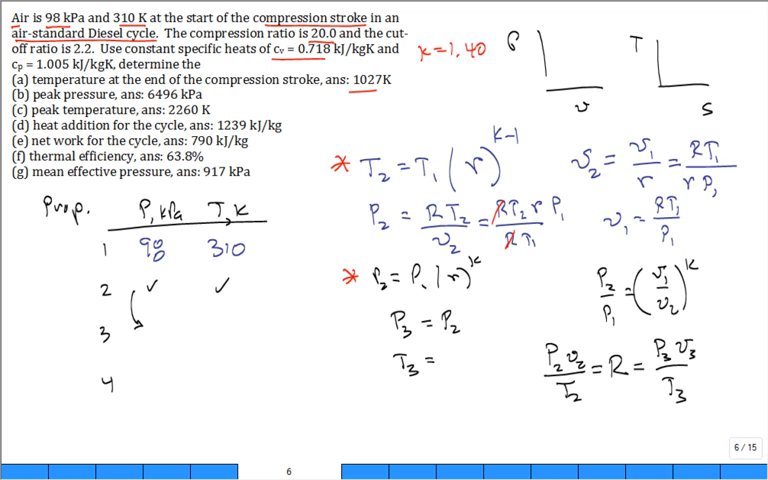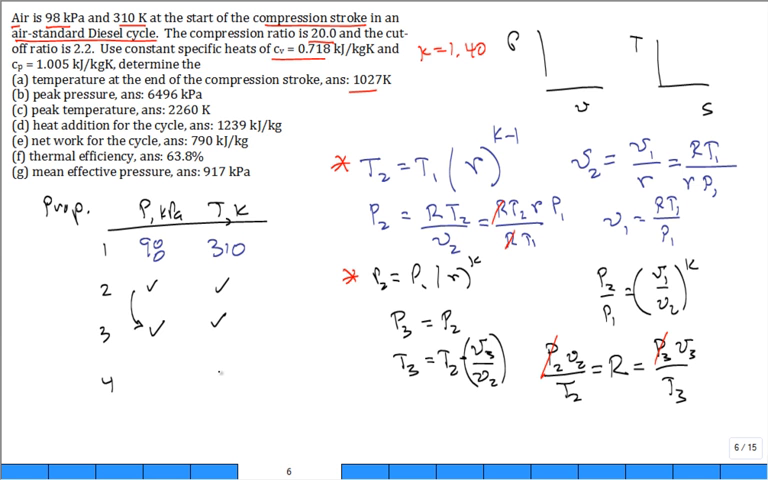And here you can say, okay, the pressures are the same. And so T3 is T2 times V3 divided by V2. And what is that ratio? Cutoff ratio, yeah. And so you just work through the system like that.